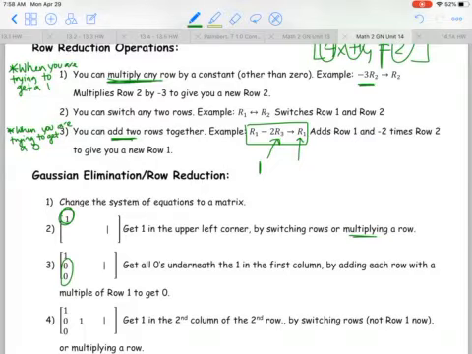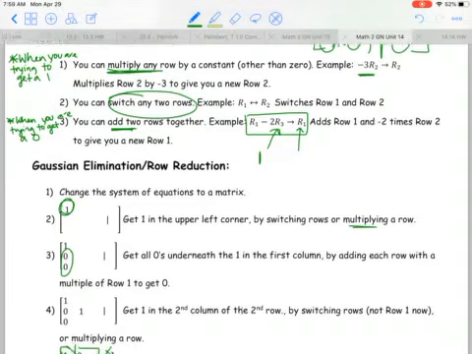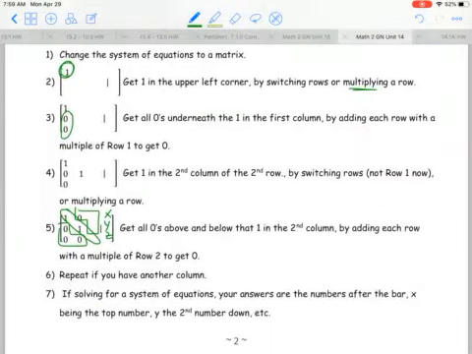The last thing is sometimes it's easier to just switch two rows. It saves you a step if you already have a 1 in the right spot. So you can always just switch two rows. You just have to switch every spot. So that's kind of the order of things to go in. If you need to look back at these, that's helpful.